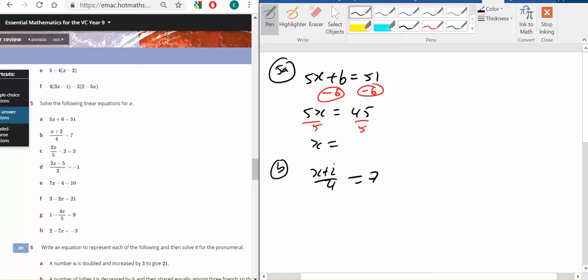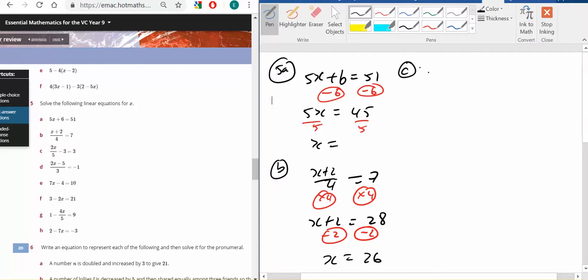You can't divide x by 2, because x plus 2 is divided by 4. I need to get rid of the divide by 4 first. So times 4, times 4. x plus 2 equals 28. And then I subtract 2 from both sides. So x equals 26.